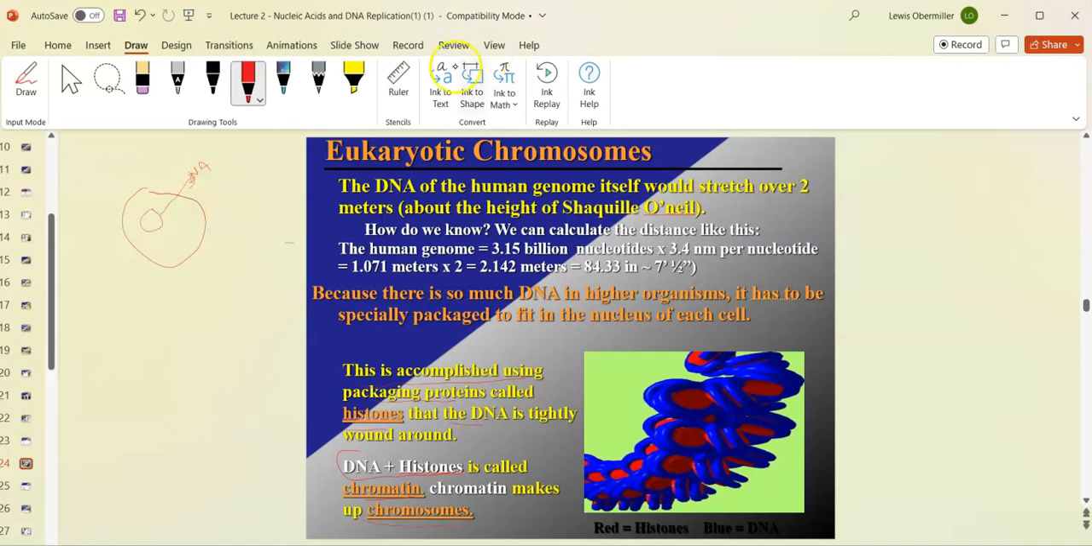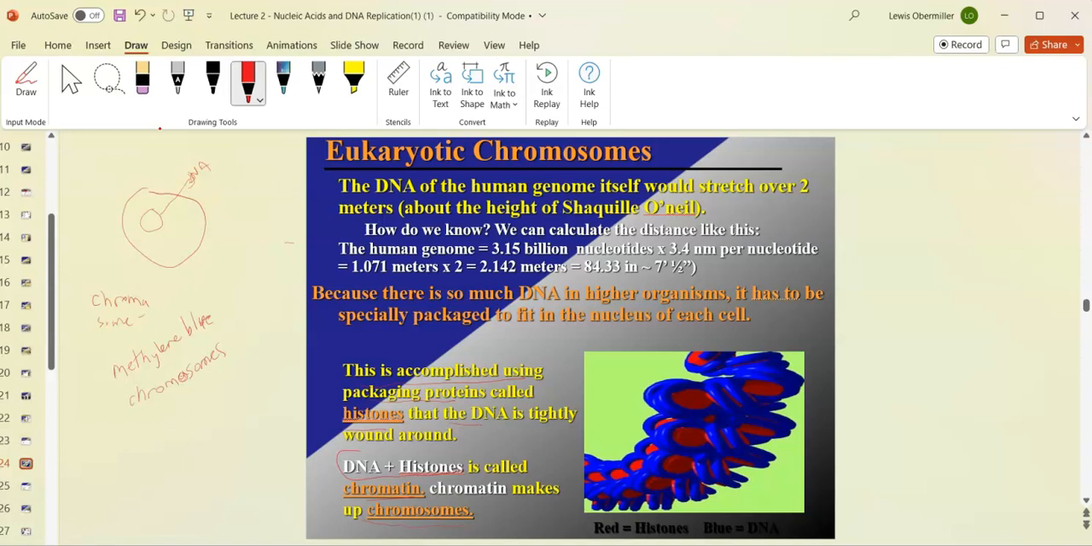And just a little interesting fun fact is that chroma is color and some is body. So chromosomes were actually named that because methylene blue stains chromosomes blue, right? So when they added methylene blue to it, they said, look at the colored bodies. And those ended up being called chromosomes. Chromosomes. All right. Any questions on that?